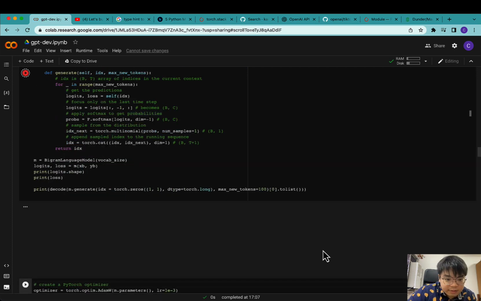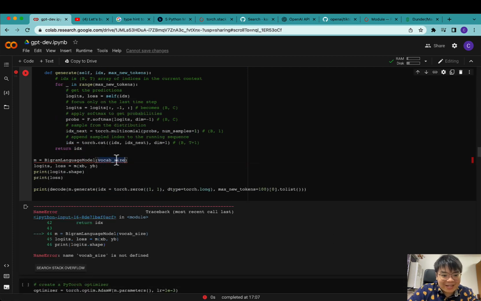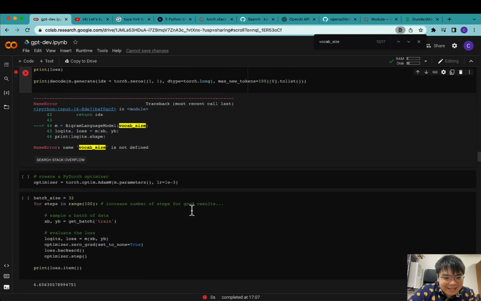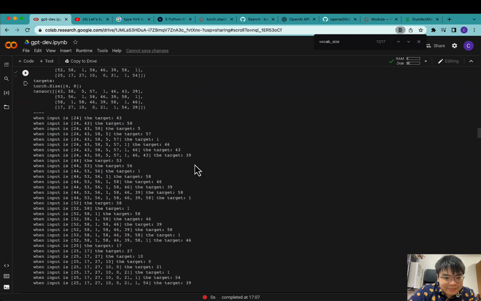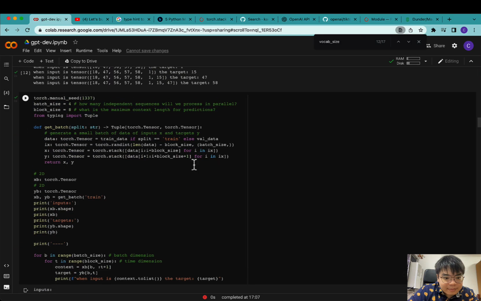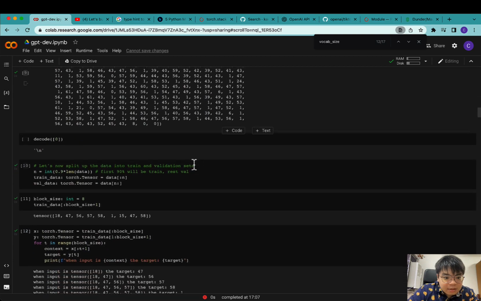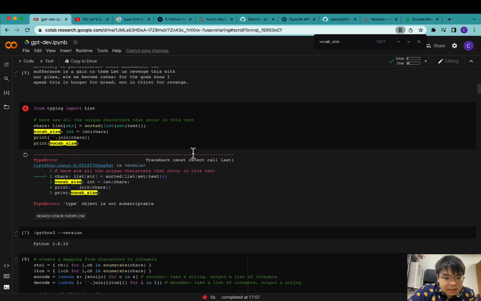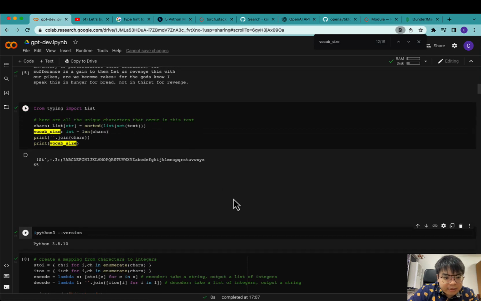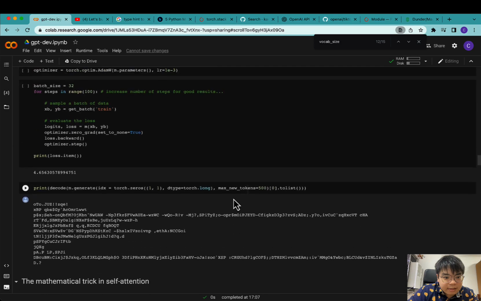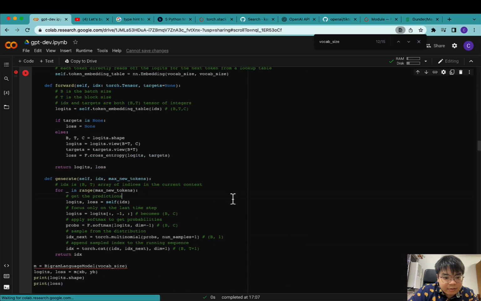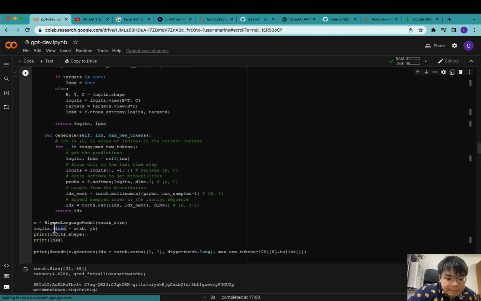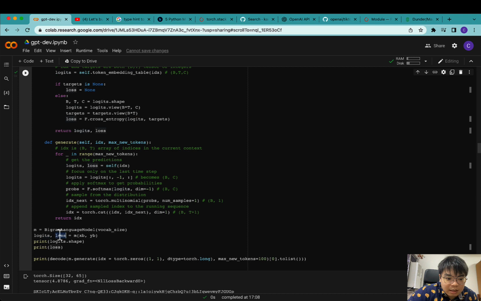This should work now. Vocab size is not defined. Hey man, didn't we just load it above? Oh, because I didn't run it. Nice. Okay, I got the vocab size variable. Now let's try this again. Okay, this works. And now we have the logits and the loss.